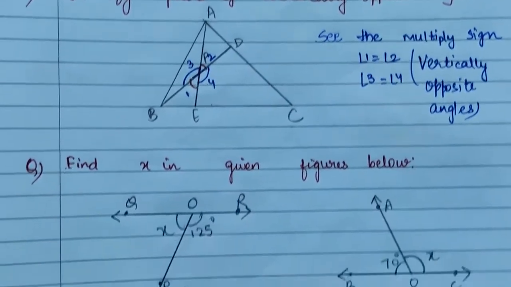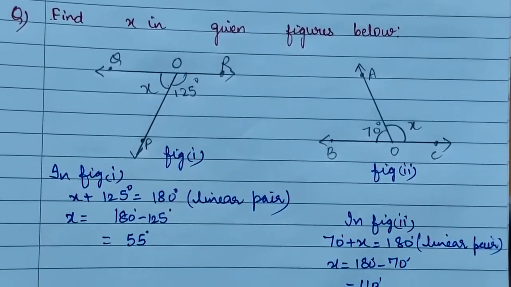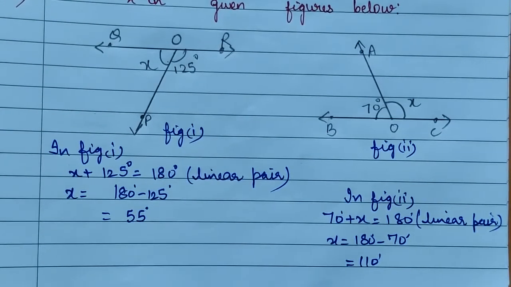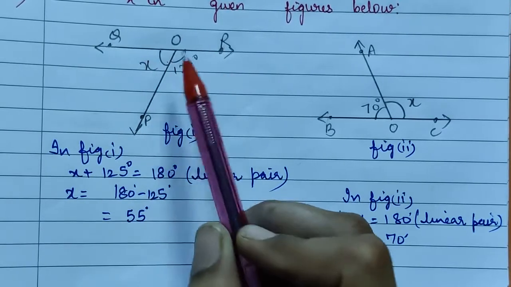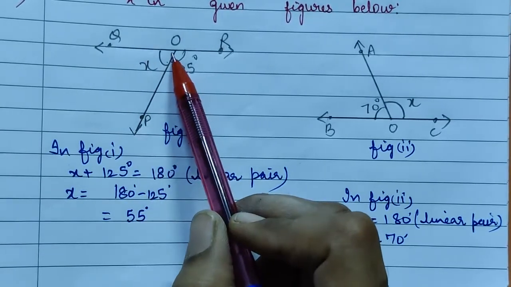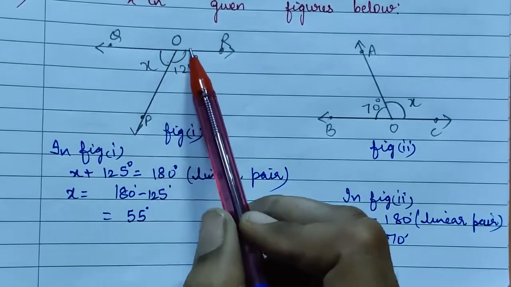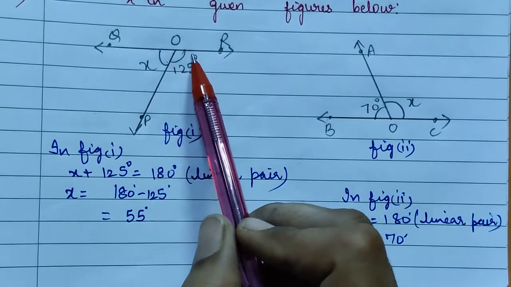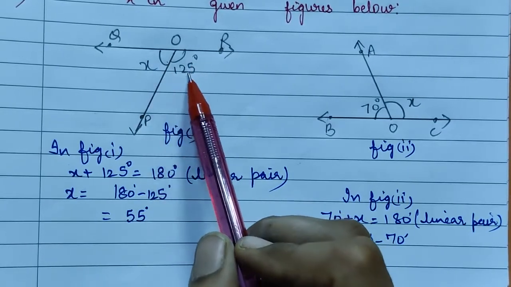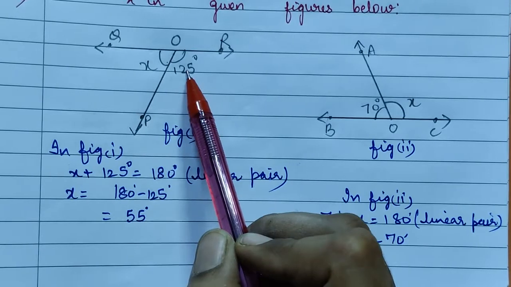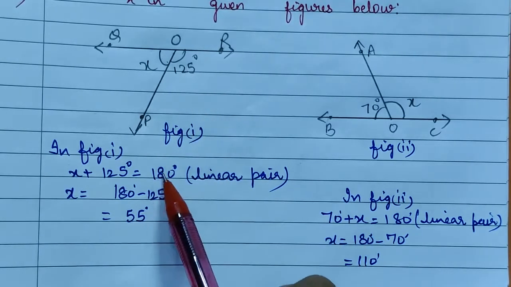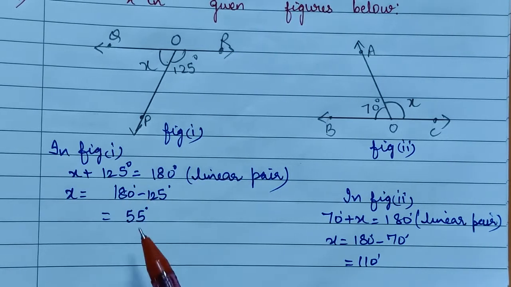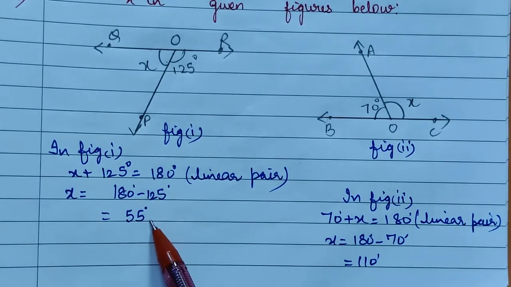In the next question we have to find X in the figure given below. First figure, this is a straight line and one more line is falling on it. So the sum of these two angles will be 180 degrees. X plus 125 degrees is equal to 180 degrees. So X will be 180 minus 125, that is 55 degrees.